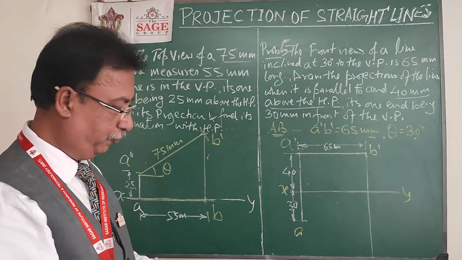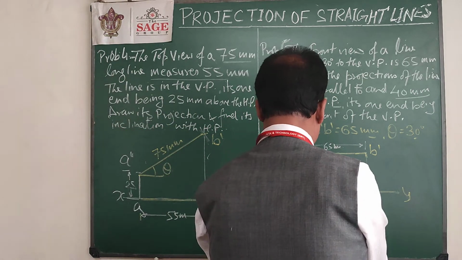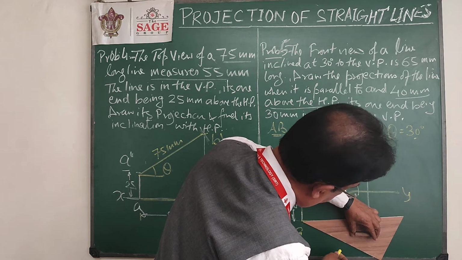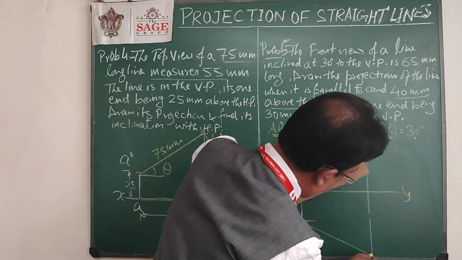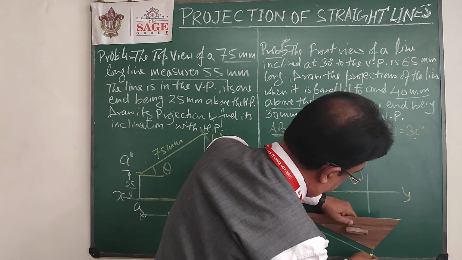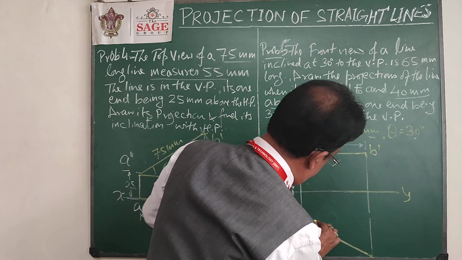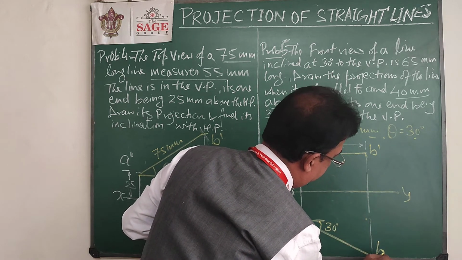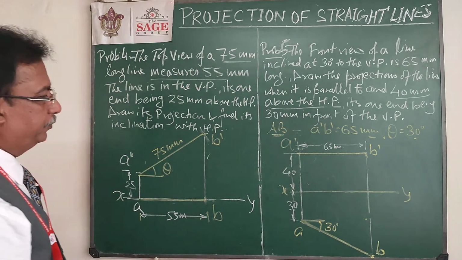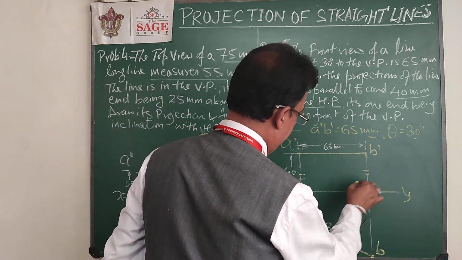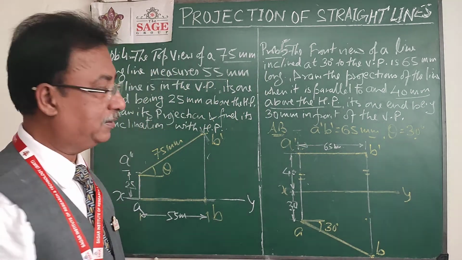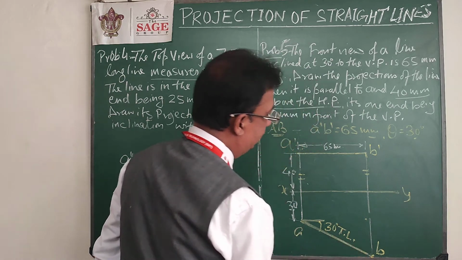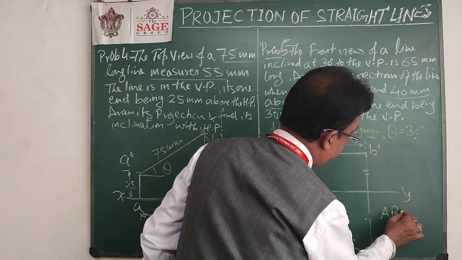The line is inclined at 30 degrees to the VP. 30 degrees to the VP means the top view will make an angle of 30 degrees with the reference line. So draw a line inclined 30 degrees from this, and where it cuts the projector is the point small b. So this is a line which is inclined to the VP and parallel to HP, but this time the true length is not given. You can find it out from this: measure this length, this is the true length AB, and show the value of AB.